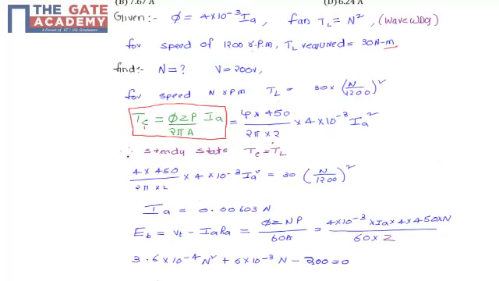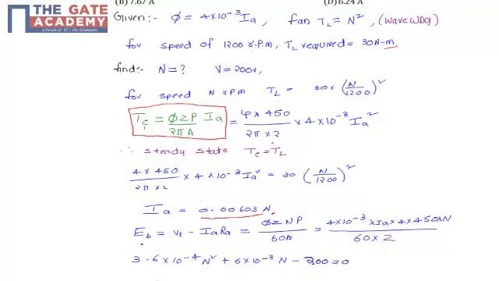Under steady state conditions, the motor torque Te is equal to the load torque TL. After solving, we get the value of the armature current, Ia equal to 0.00603 n. So I have calculated the value of the armature current Ia.